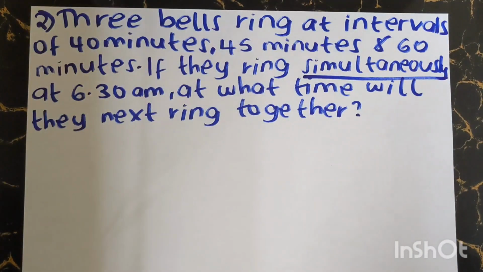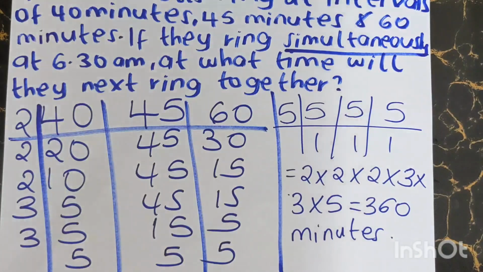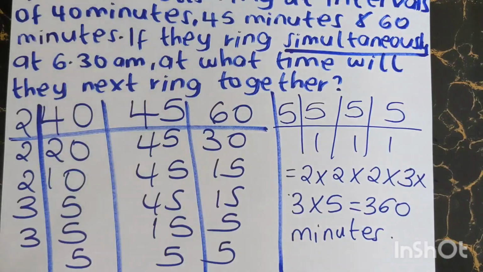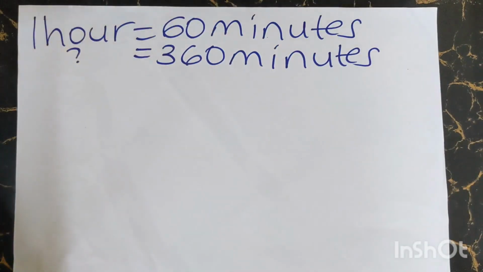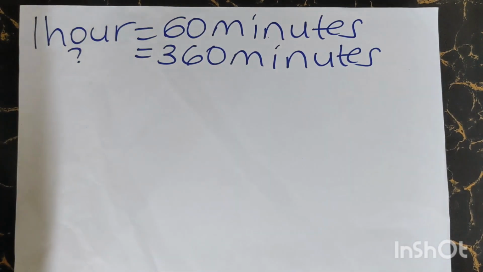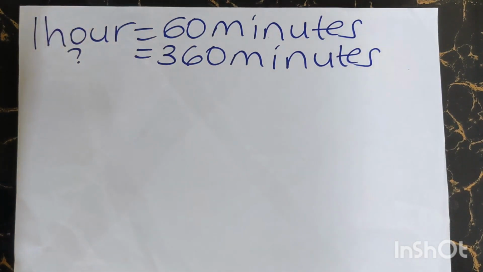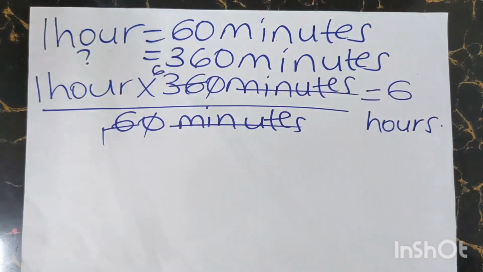So now we'll need to convert these minutes into hours. We ask ourselves, how many hours are in 360 minutes if we know for sure that 1 hour has 60 minutes? If 1 hour has 60 minutes, then 360 minutes will have more hours. So we multiply 1 hour by the bigger number, which is 360, and then divide by the smaller number, which is 60 minutes. When we do that, we get 6 hours.